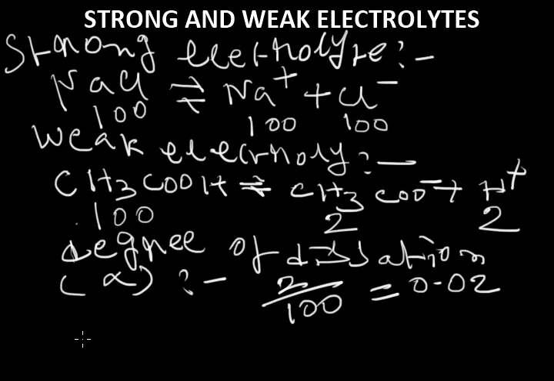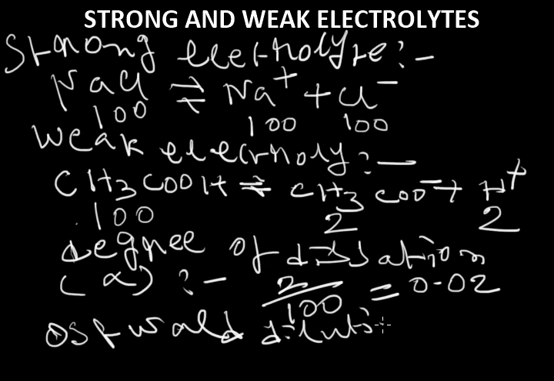And if we want to calculate the degree of dissociation and concentration of electrolyte, we should discuss Ostwald's dilution law. What is Ostwald dilution law? Ostwald dilution law is that degree of dissociation of weak electrolyte is inversely proportional to the square root of molar concentration of the weak electrolyte.